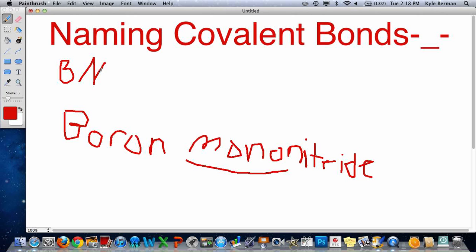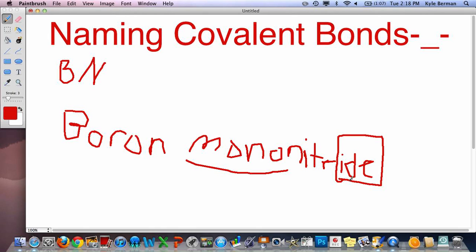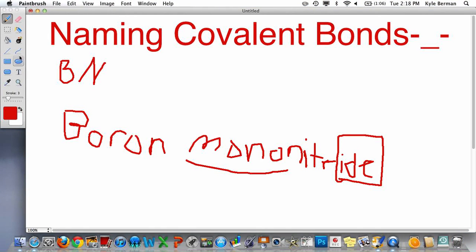Because there's one nitrogen, you put mono, saying there's one nitride. You always add "ide" on the end of the second one, so that way you can tell that they're bonded with this one. So now we've got one boron and mononitride.